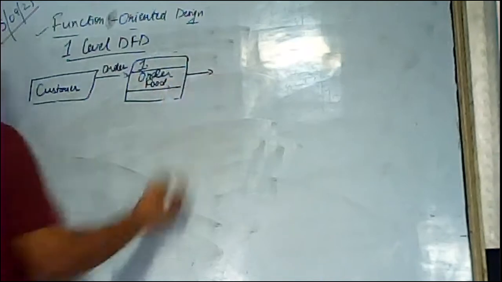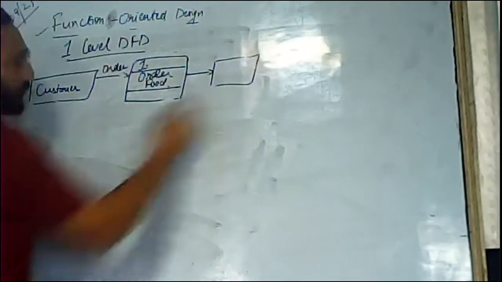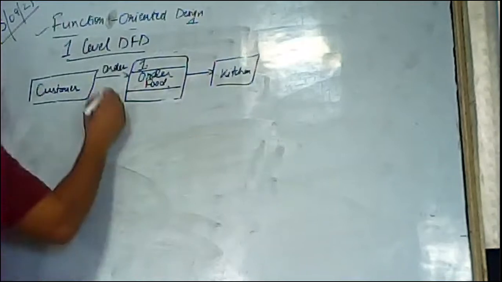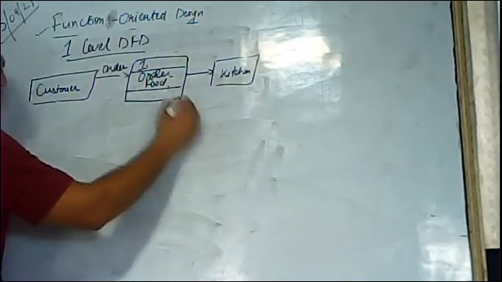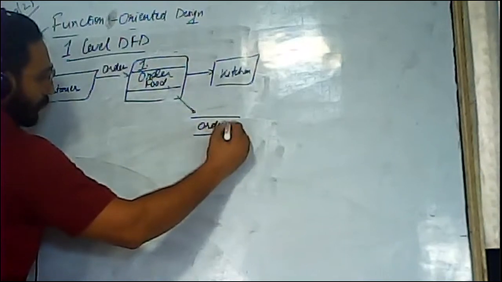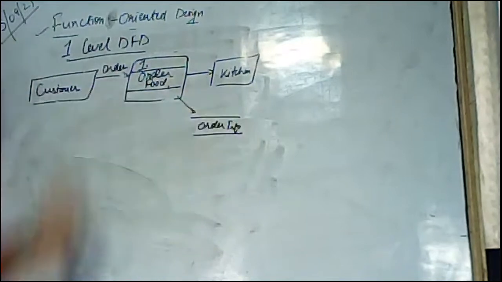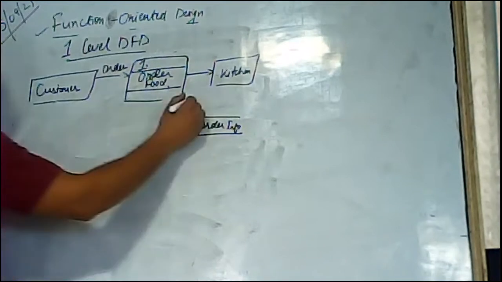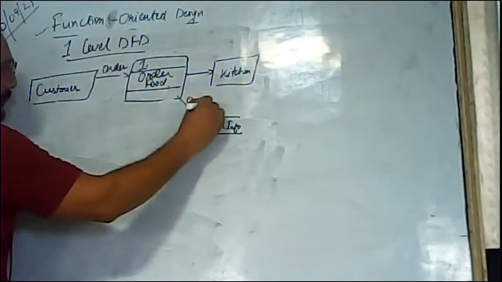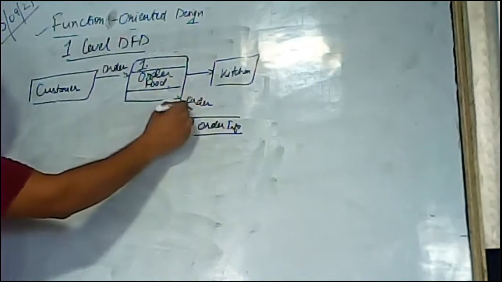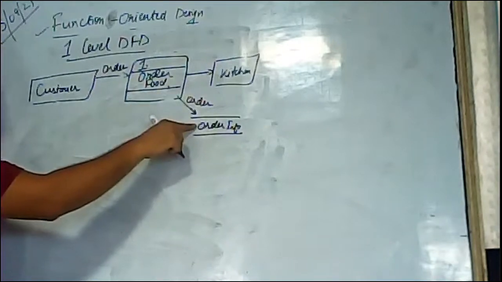Then it will go to the kitchen. This will be received by the kitchen. There is also a database here, where order information is stored. This is order information, this is the database. And we will label each and every flow also. This arrow will show you the flow from the process to your database.